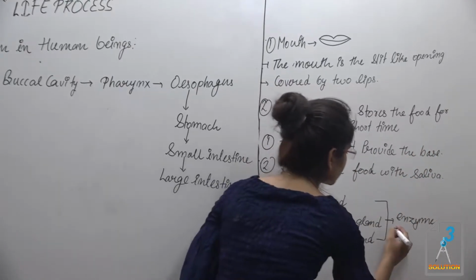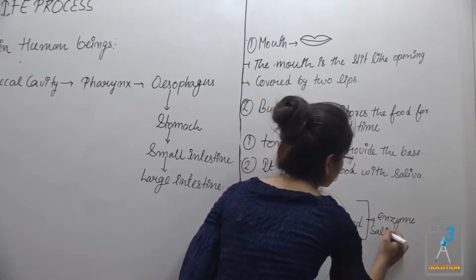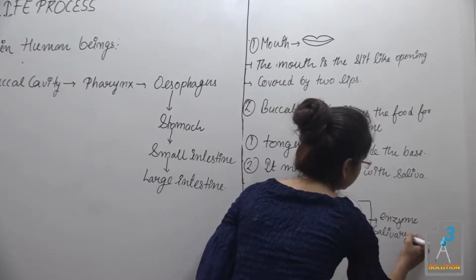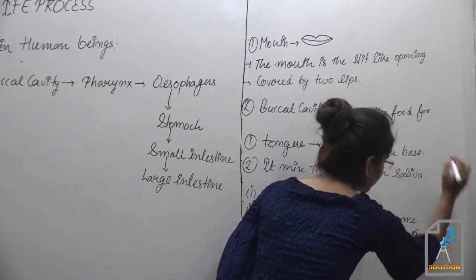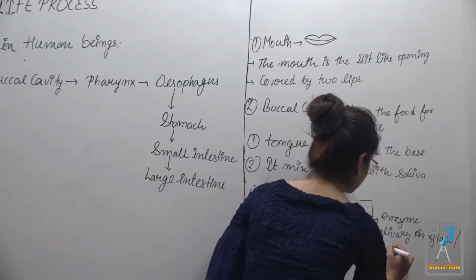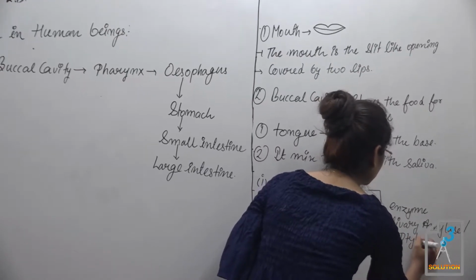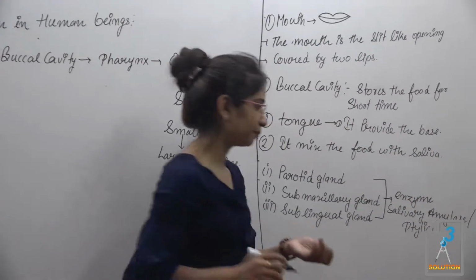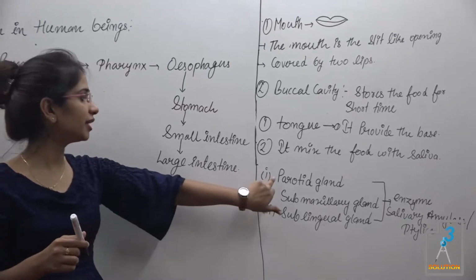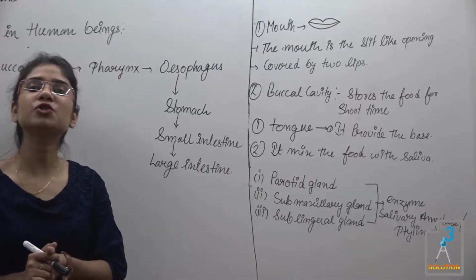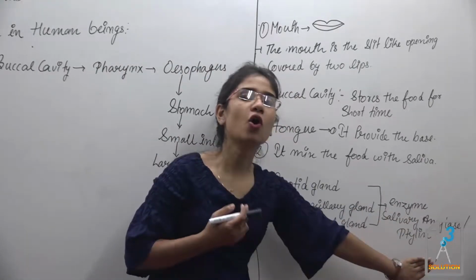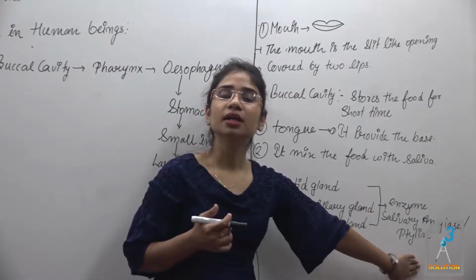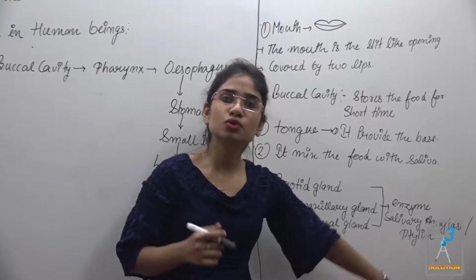which is called salivary amylase, or it has one more name, that is ptyalin. Yes, these three salivary glands are responsible for the secretion of an enzyme which is called the salivary amylase or the ptyalin. What does this enzyme do?